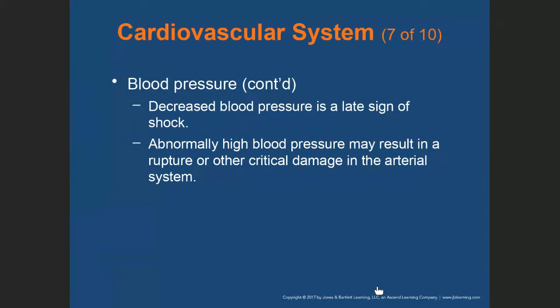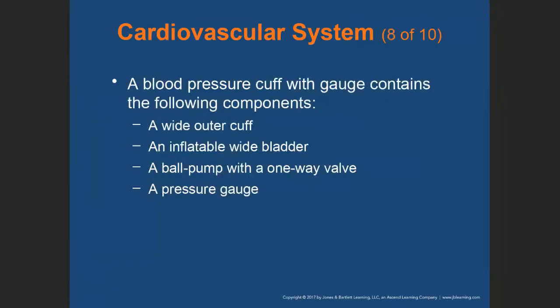Abnormally high blood pressure may result in a rupture or other critical damage to the arterial system. This can develop if the blood pressure is constantly high. Over time, it can develop a weak area in the walls of the artery, or it can start to split the walls of the artery in two.